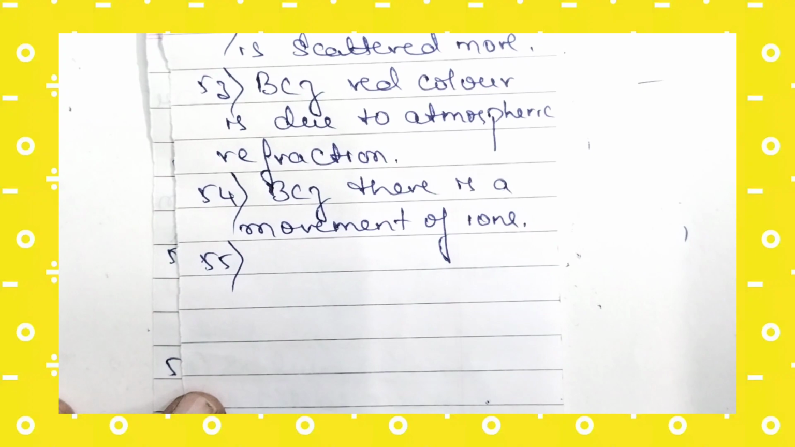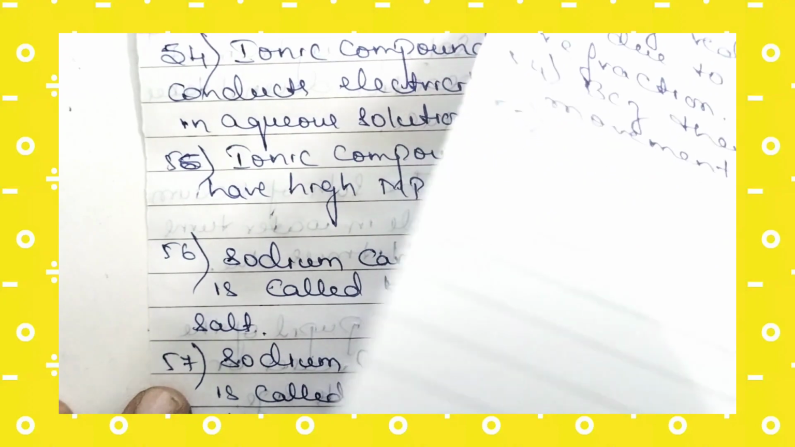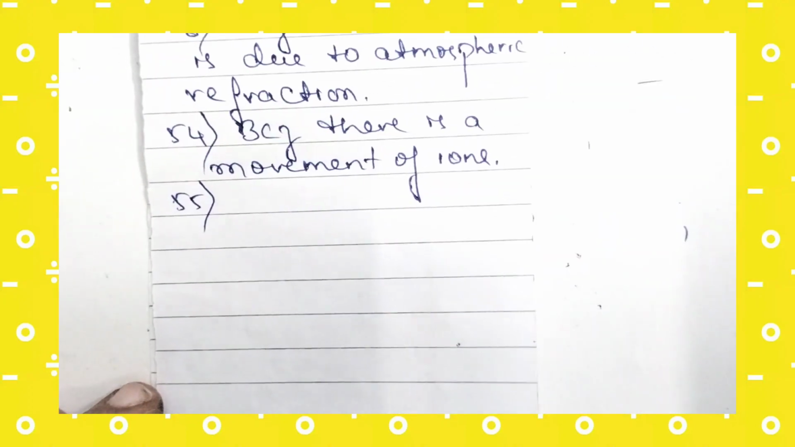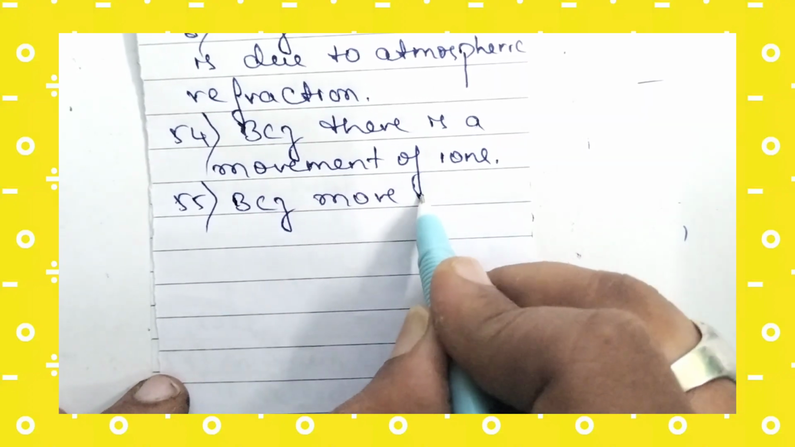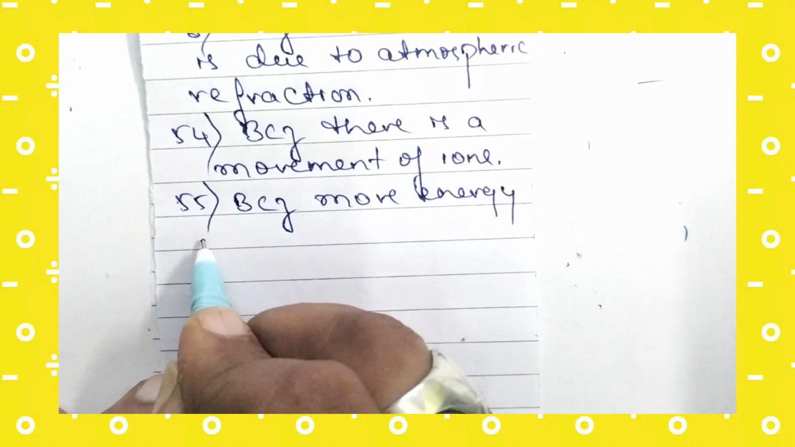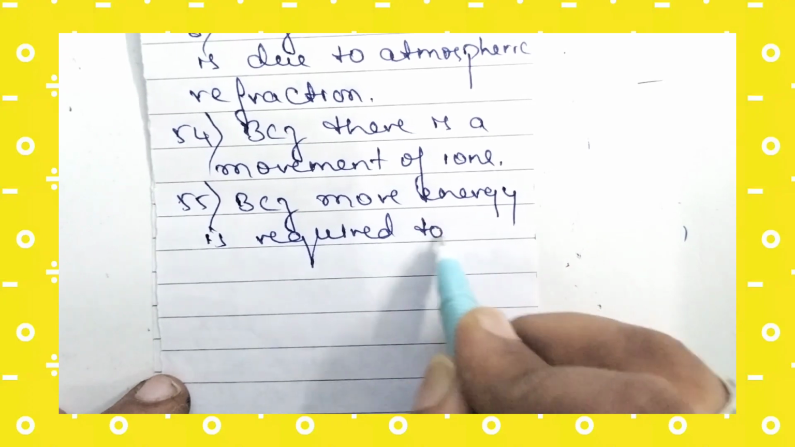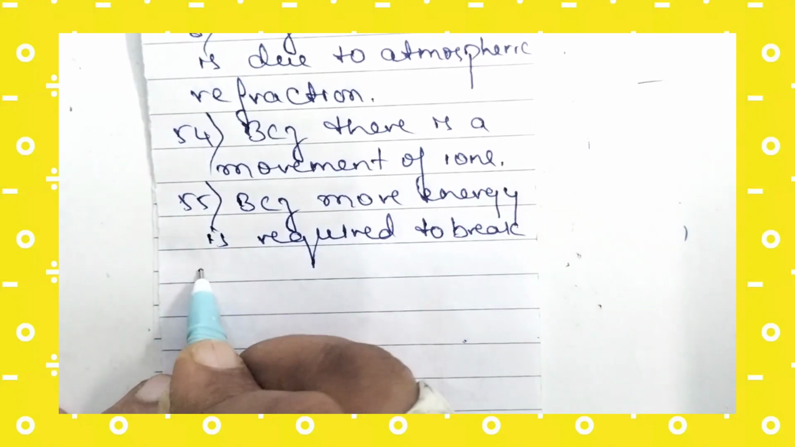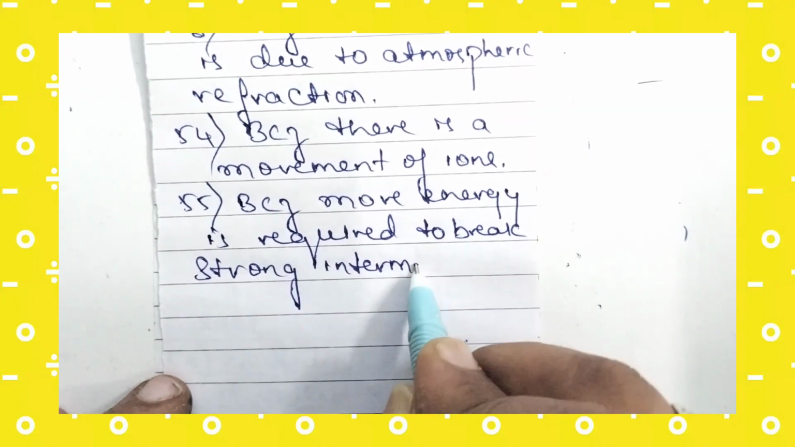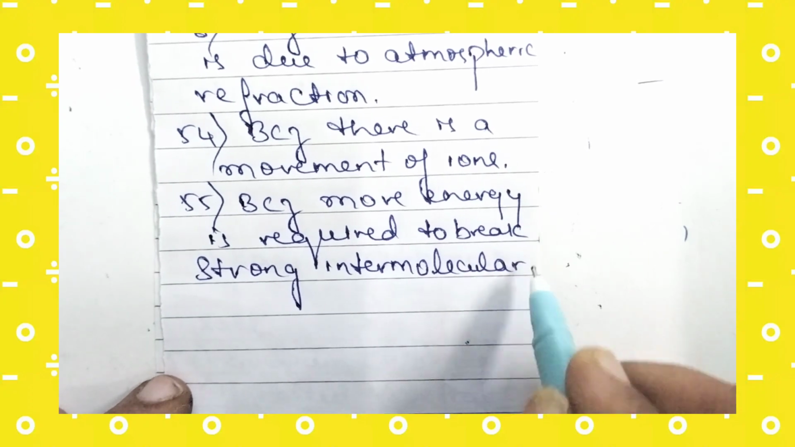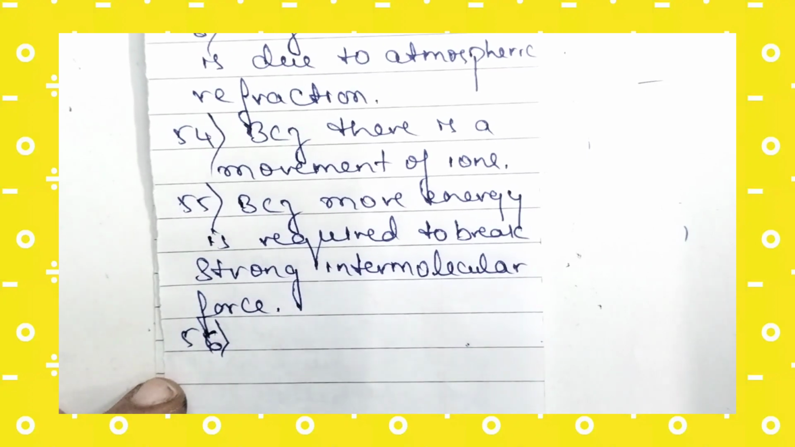Now let us move for 55th question. Ionic compound have high melting point because more energy is required to break strong intermolecular force.